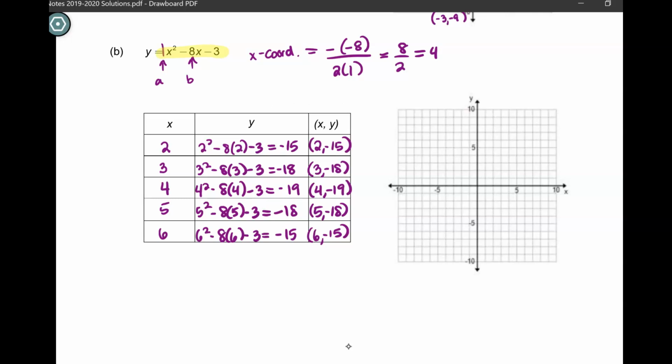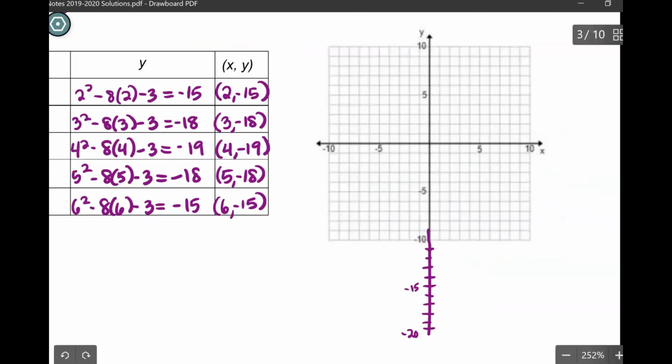So let's see. What I'm going to do, I think I'm just going to extend this line to make this. We have negative 11, 12, 13, 14, negative 15, 16, 17, 18, 19, 20. So that'll be negative 20. Now we can kind of fit this on our graph as best we can.